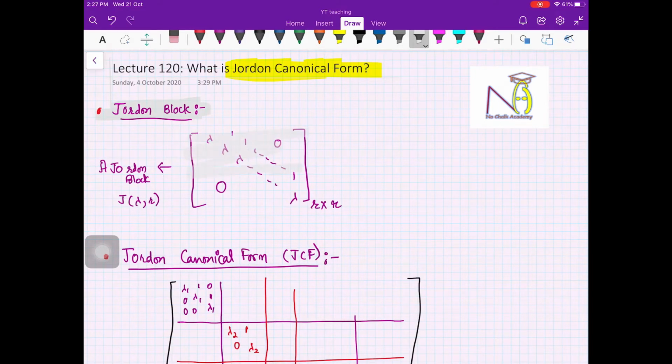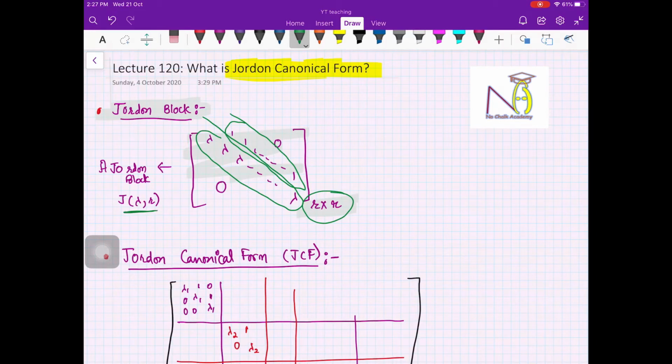If you have an R cross R matrix whose diagonal entries are a fixed number, say lambda, and all the super diagonal entries are 1 and everywhere else is 0, such a matrix is called a Jordan block. Here you can change the value of lambda and you can change the size. So we write it as J lambda R.